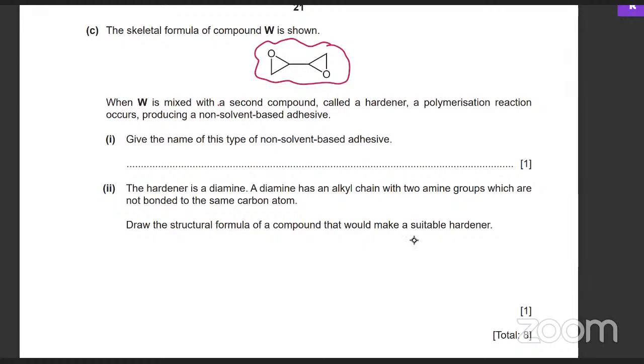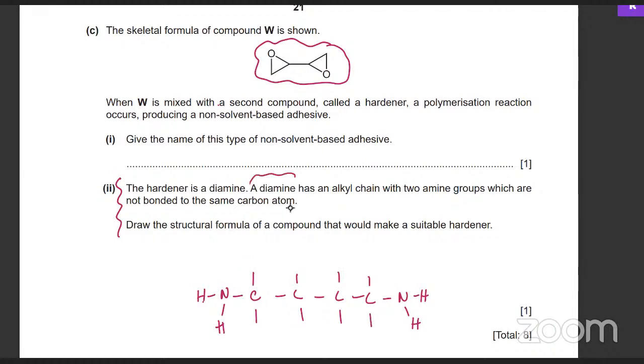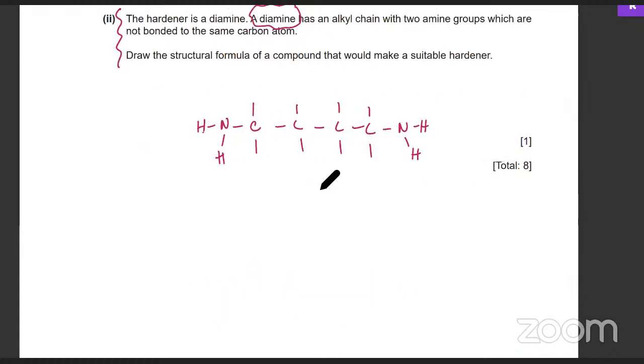Draw the structure. So basically, he's given you the whole description, so you just have to draw the structure. He said that the hardener is an alkyl chain, and it's got two amine groups which are not bonded to the same carbon atom. So let's bond one over here and one to the other side. That is how he described the hardener, the diamine. So that's about it, just one mark. Anyways, let's move on.